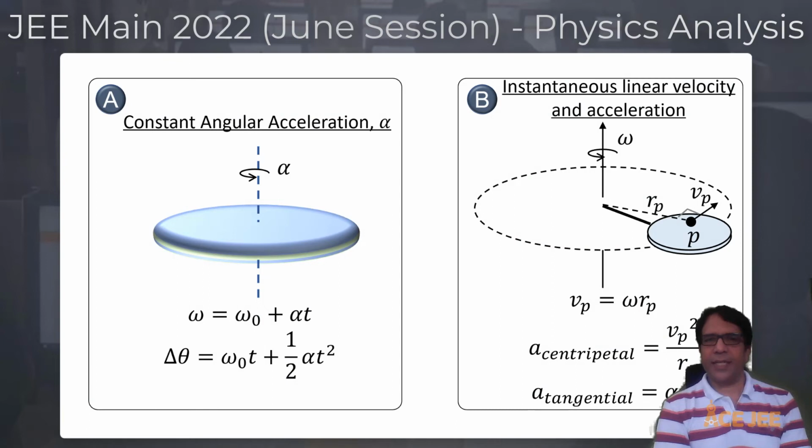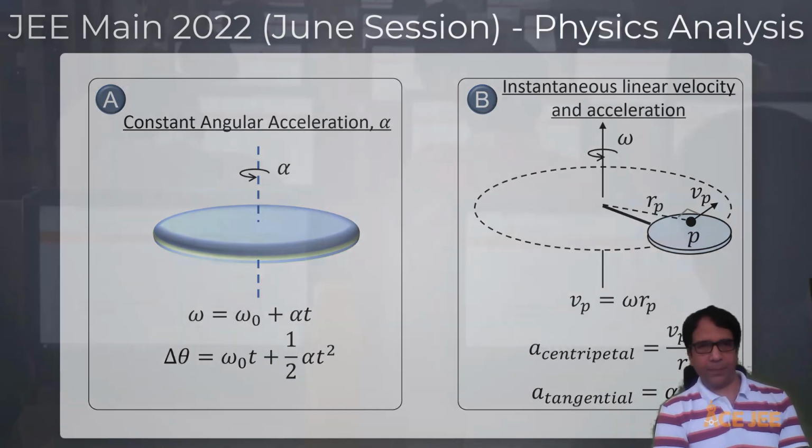Next one is scenarios involving the rotational kinematics. That is, a particle is moving along a circular path with the angular acceleration, and you'll have to determine some unknown using the standard kinematic equation for the rotational motion. That is, omega is equal to omega 0 plus alpha t, and delta theta is equal to omega 0 t plus half alpha t squared.